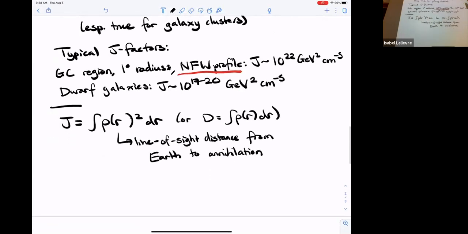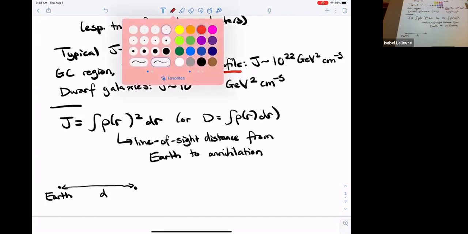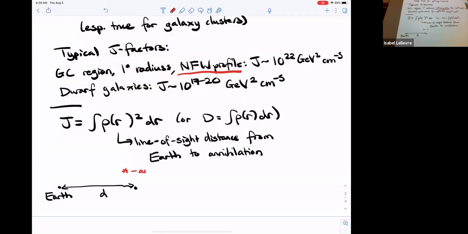But something like the NFW profile is expressed in a distance from the center of the galaxy or the halo. So if you're dealing with a system like that, you just want to think about the trigonometry. Let's say the Earth is here, the center of the galaxy or the system you're looking at is over here, and we'll say there's a distance d between them, and the annihilation is happening somewhere out here.